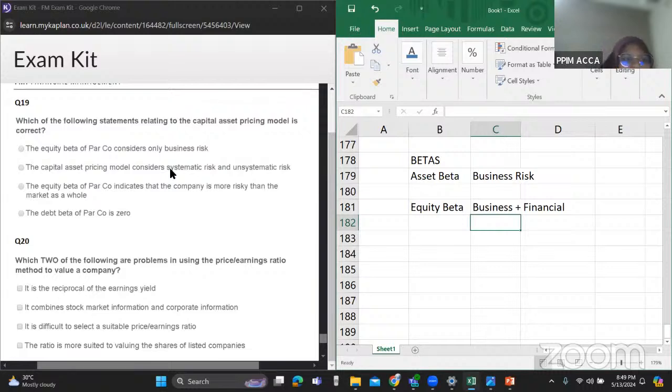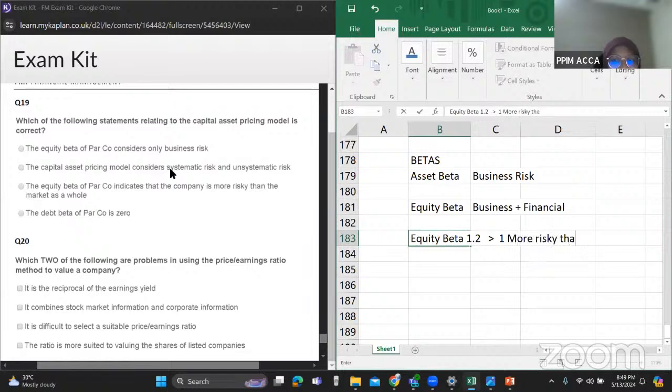The third one is saying the equity beta of PAR company indicates that the company is more risky than the market as a whole. We know that the equity beta of this company was 1.2. As a rule, if the equity beta is more than 1, that means we are more risky than the market. If it's more than 1.